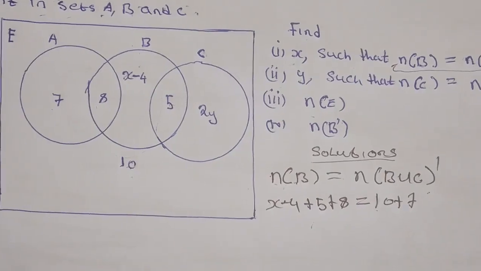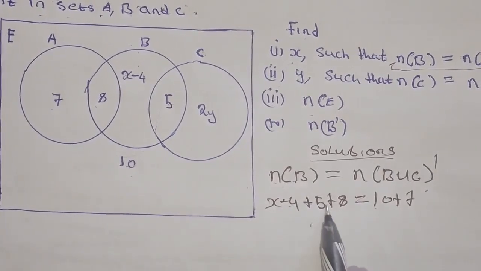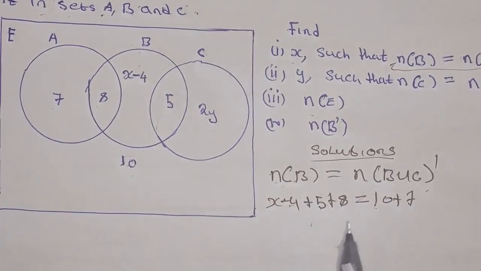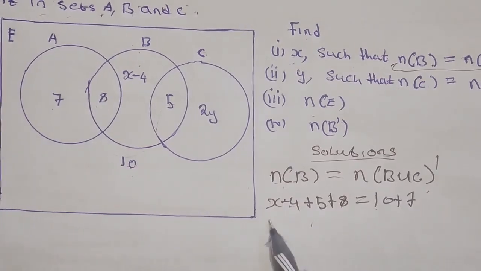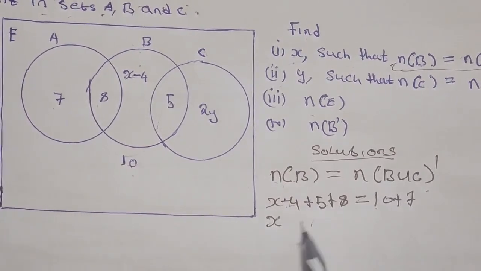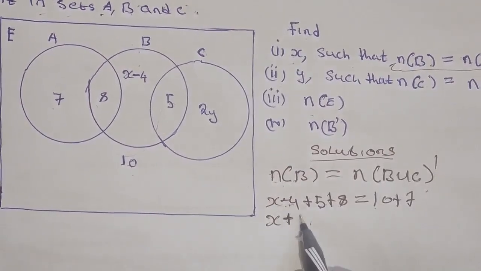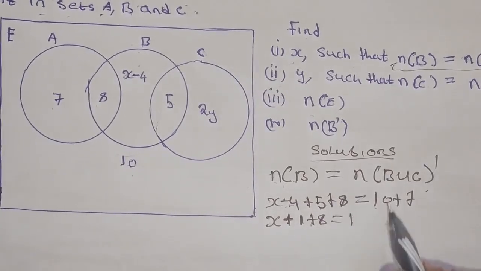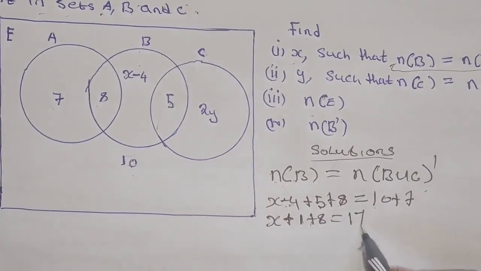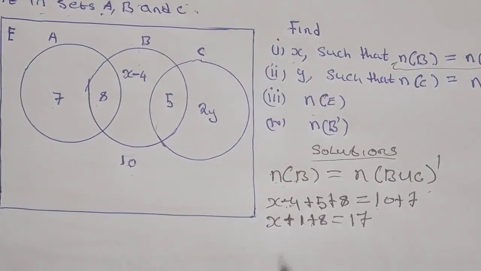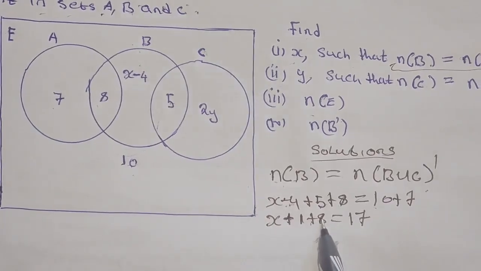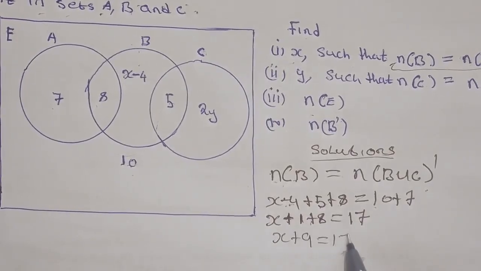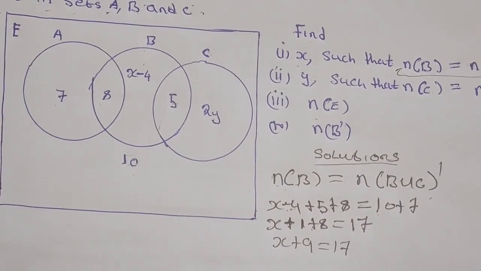So x minus 4 plus 5 plus 8, negative 4, 5, and 8 are like terms, so we can add them. Negative 4 plus 5 will give us a positive 1. So positive 1 plus 8 is 9. 10 plus 7 is 17. This is simple math. So we're going to have x plus 9 is equal to 17.